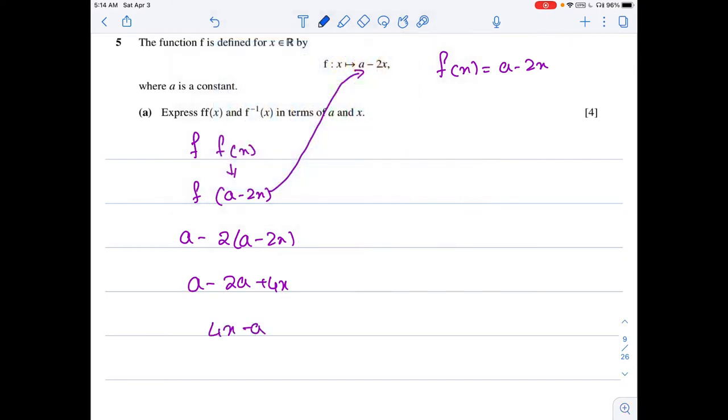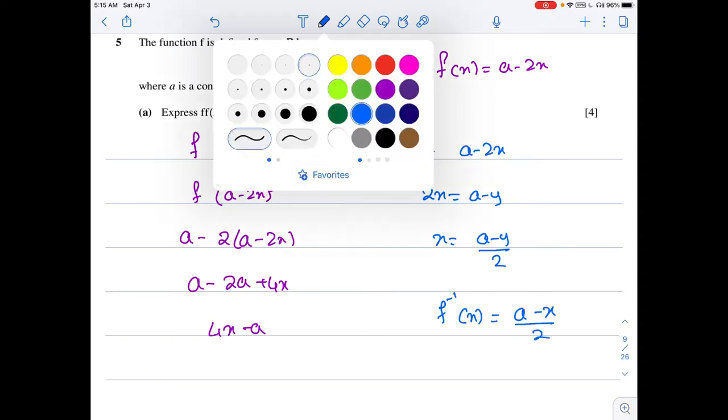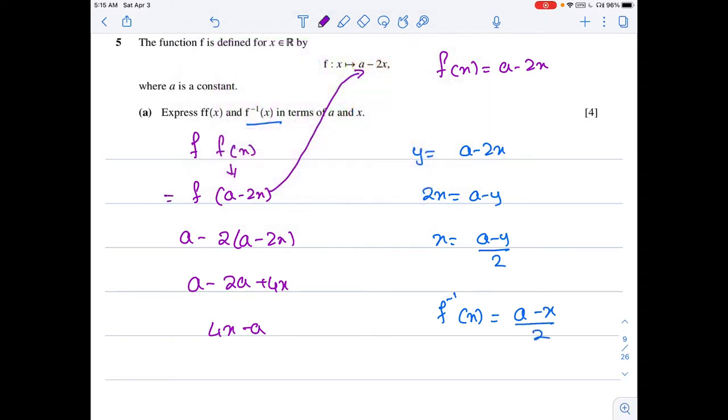Next part of the question. Find f inverse of x. So y is equal to a minus 2x. So 2x is equal to a minus y. x is equal to (a minus y) upon 2. So what does that become? f inverse of x is equal to (a minus x) upon 2. So that's going to be the answer.